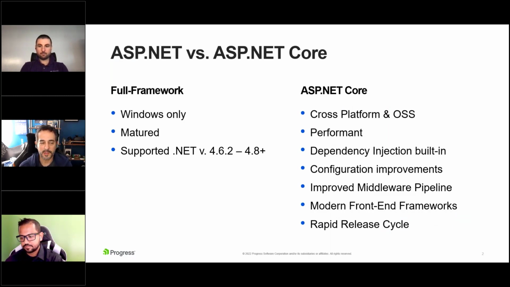With ASP.NET, we're talking about .NET Full Framework, or .NET 4.6.2 and up through 4.8. So this is the matured ASP.NET and .NET platform that only works on Windows, right? When we talk about ASP.NET Core, we're talking about a version of .NET that is cross-platform and open source. It is very performant. You're going to see a lot of performance increases over the previous version of .NET.